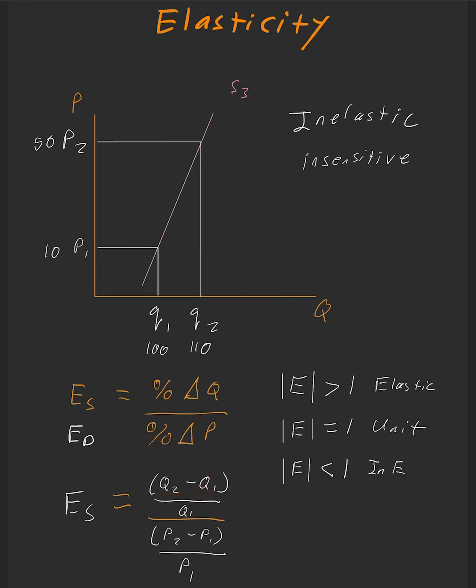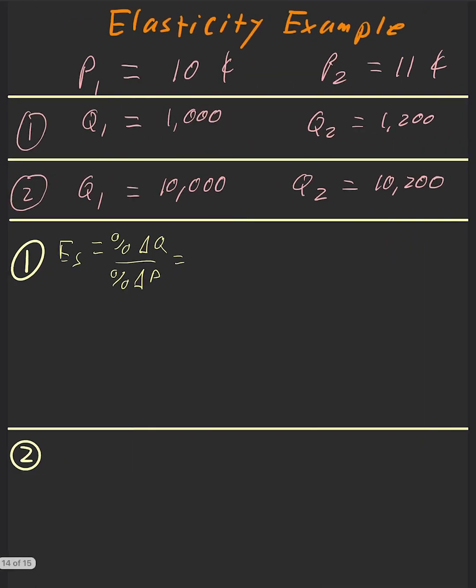Q2 minus Q1, the change in quantity divided by the price, that gives us the percentage, over the change in price divided by the original price, giving us the percentage change in price. Let's work an example to make these things concrete. We're looking at baseball cards. A card is 10 cents and the price goes up to 11 cents. We'll work two different examples so that you can see.